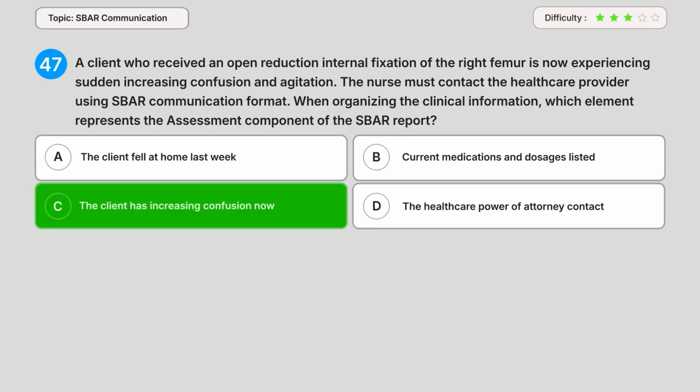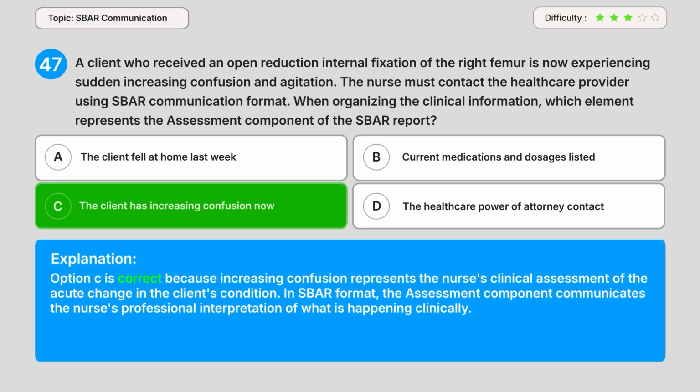Correct answer, C. The client has increasing confusion now. Explanation. Option C is correct, because increasing confusion represents the nurse's clinical assessment of the acute change in the client's condition. In SBAR format, the assessment component communicates the nurse's professional interpretation of what is happening clinically.